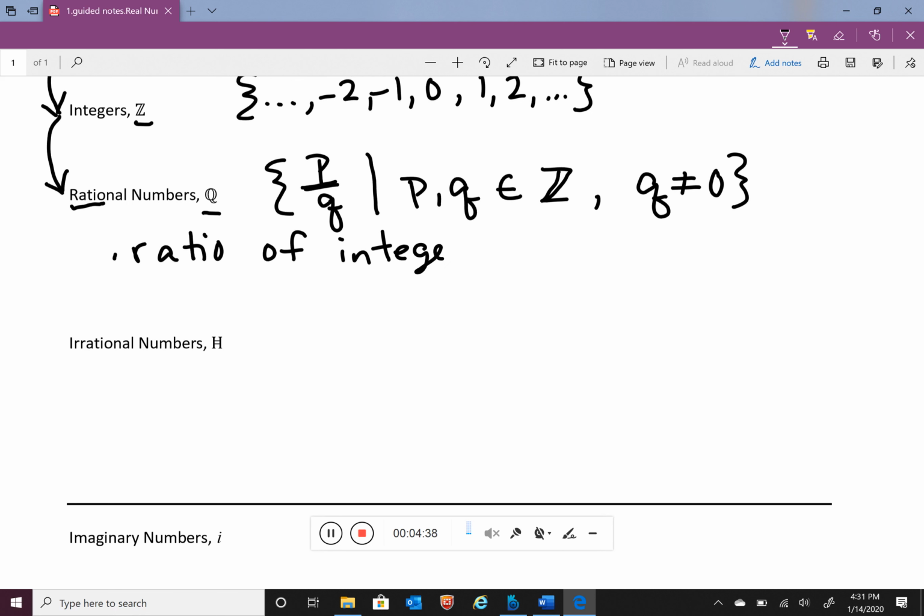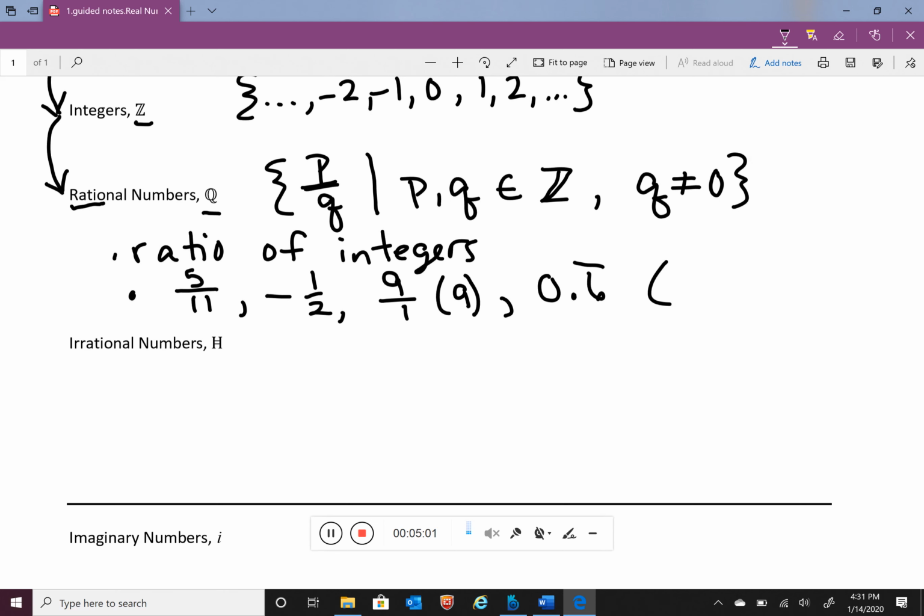Now, division indicates ratio. So rational numbers are the ratio of integers. And some examples of ratios of integers could be a number such as 5/11, or -1/2, or 9/1, which would then just be 9, or 0.6 repeating, which means it is 0.6666. It goes on forever.